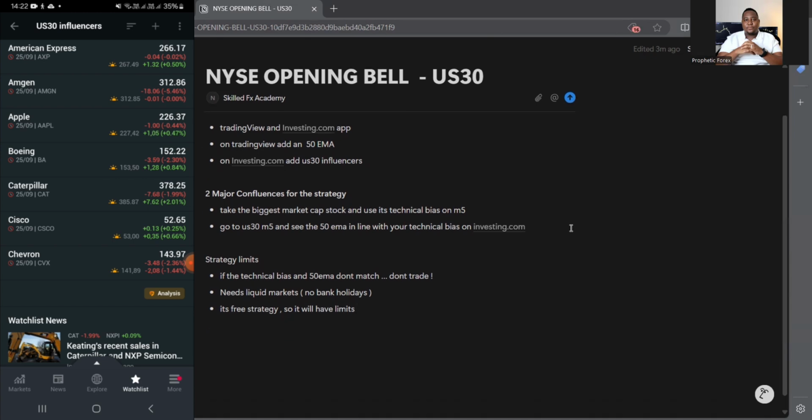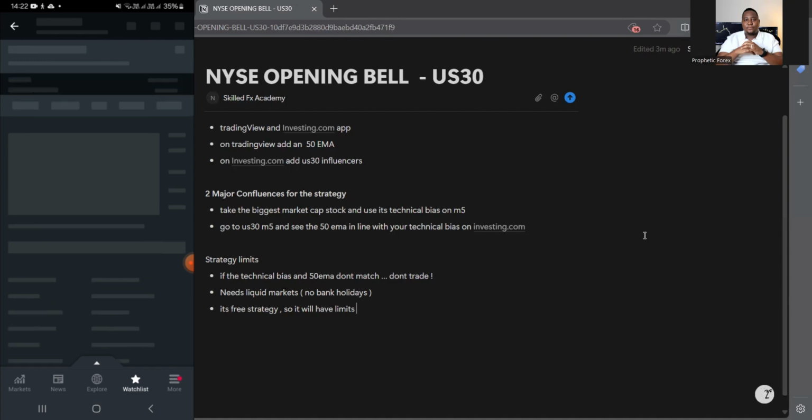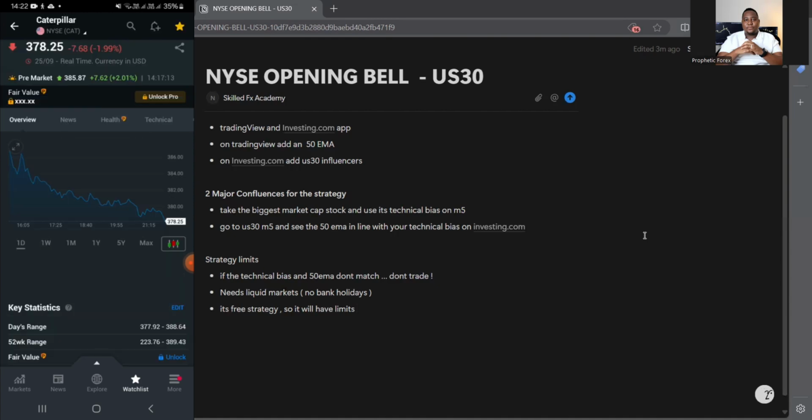Now let's talk about two major confluences that we will need to make the strategy work. The first one is to take the biggest market cap and use its technical bias on M5. I will show you what I mean by that. So you'll go to this biggest one. As you can see, it has Caterpillar actually, with about 378 market cap, so it's the largest compared to any of these. When you click it, it shows you the market cap and the share price percentage going up and down.